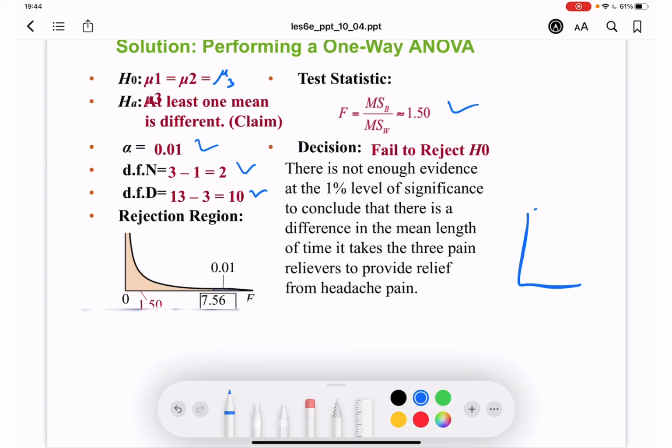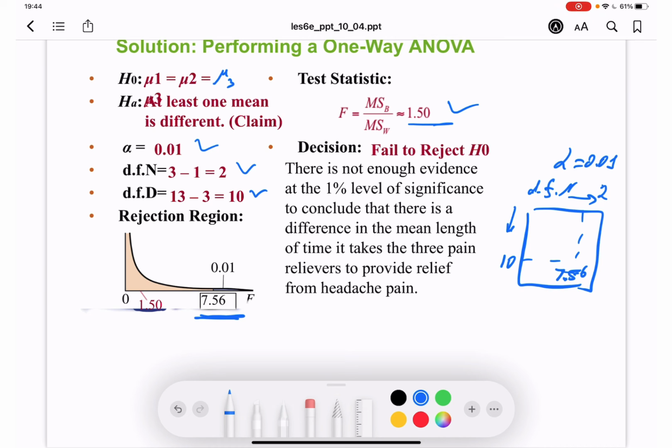Okay, so what do we get for alpha 0.01? Let's see. Alpha equals 0.01. Our degree of freedom for the numerator, we are going to find here, which is 2, and the degree of freedom for the denominator, which is 10, we find here, and the intersection is going to give us 7.56. Yes? Okay. So this is going to be 7.56. It's going to be our critical value. Here it is, 7.56. I'm sorry, here we have 1.5, which is our test statistic.